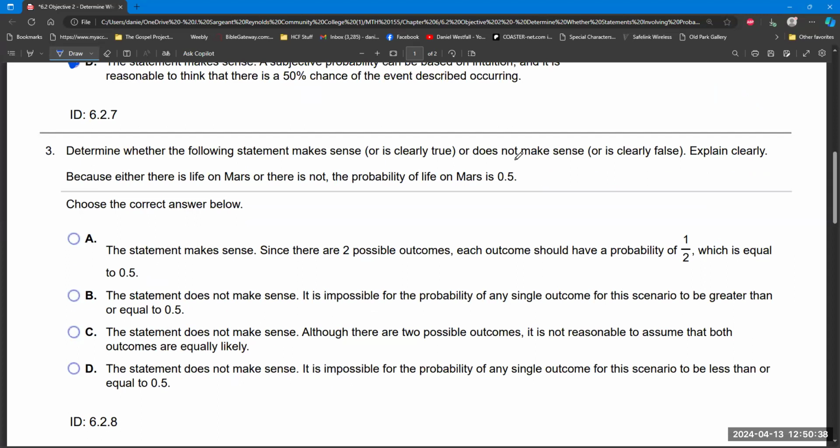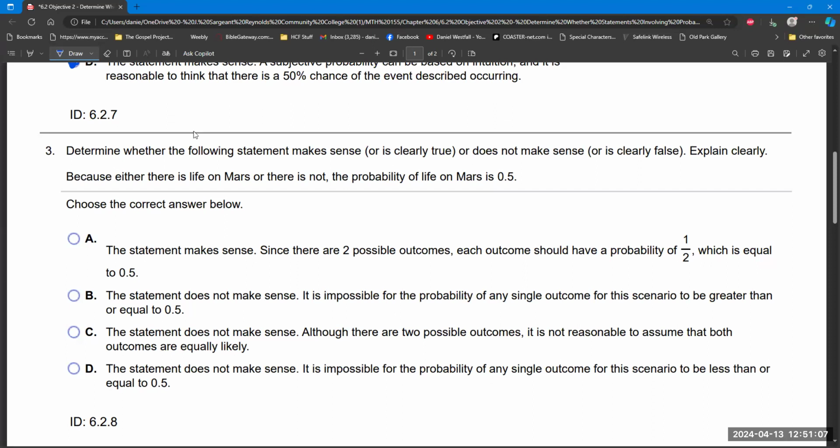Determine whether the following statement makes sense or is clearly true, or does not make sense or is clearly false, and explain clearly. Because either there is life on Mars or there is not, the probability of life on Mars is 0.5 or 50%. This is a gross error that people make a lot with probability, to say that if there's two outcomes, then they must have a 50-50 chance each. And that's just not true.